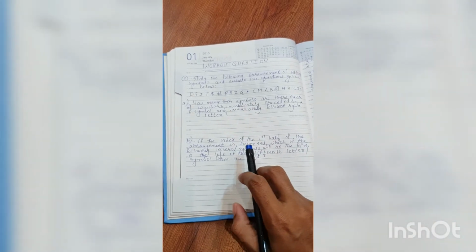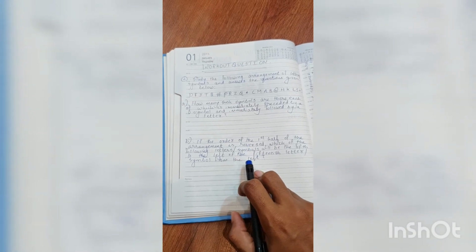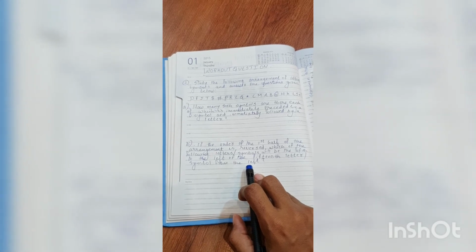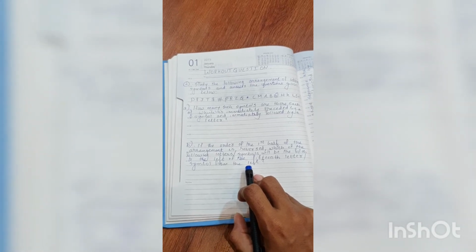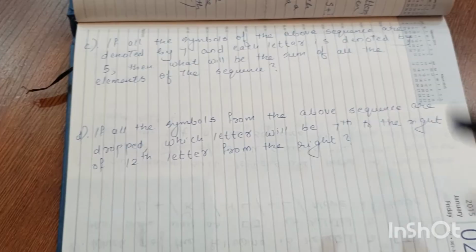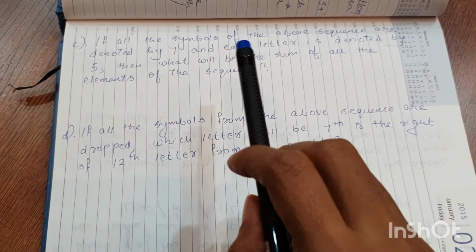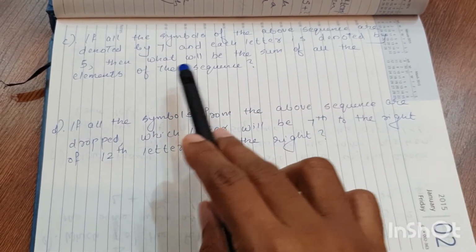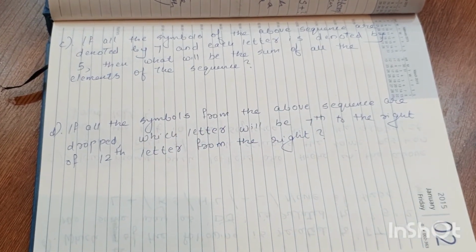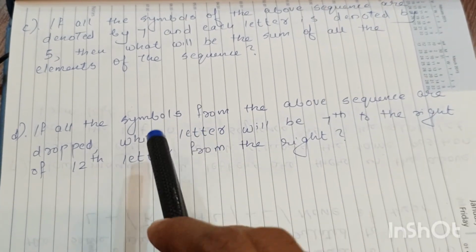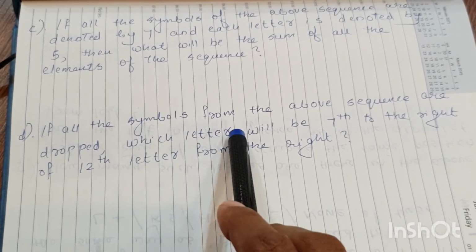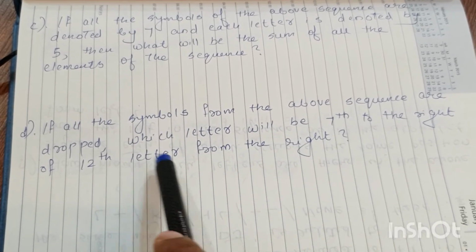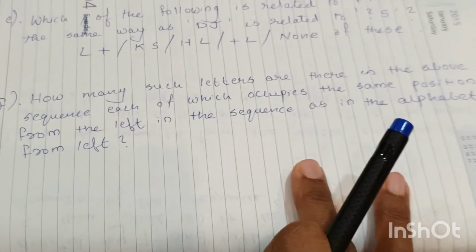Second question, if the order of the first half of the arrangement is reversed, which of the following letters or symbols will be the 5th to the left of the 15th letter or symbol from the left? Third question is, if all the symbols of the above sequence are denoted by 7 and each letter is denoted by 5, then what will be the sum of all the elements of the sequence? Fourth question is, if all the symbols from the above sequence are dropped, which letter will be 7th to the right of 12th letter from the right?